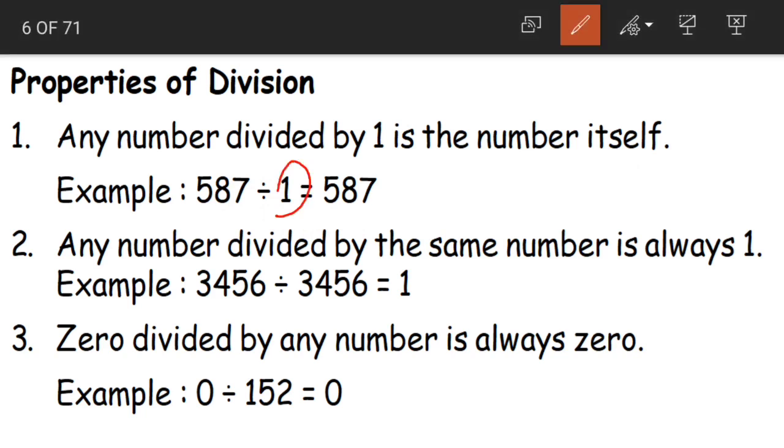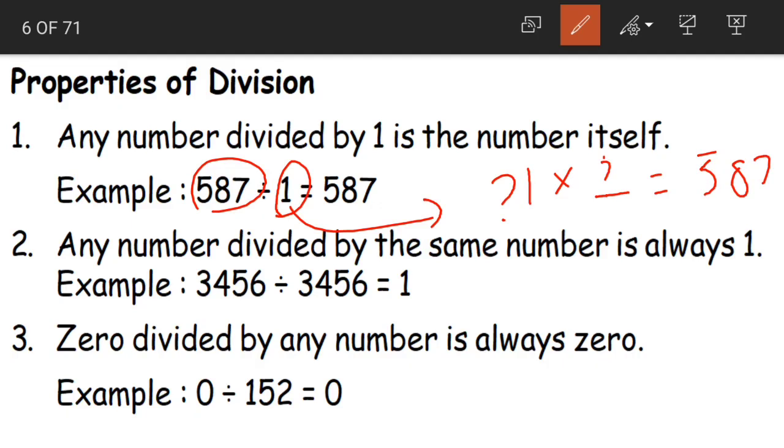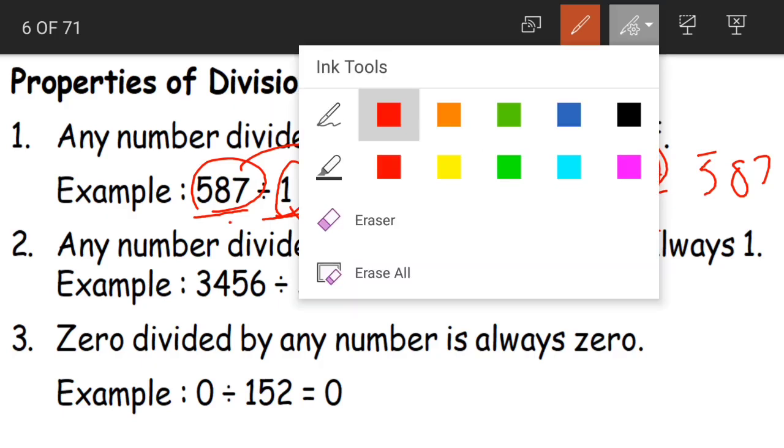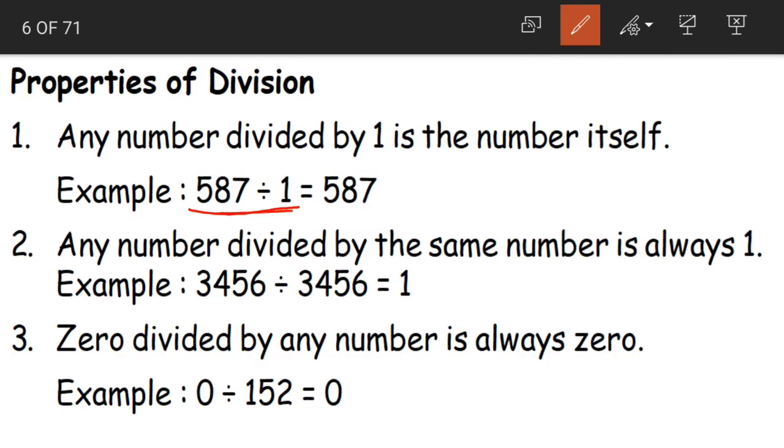See, I am dividing by 1. In the 1 table, when does 587 come? 1 into 587. So 587 becomes my quotient. So 587 divided by 1 is equal to the number itself, 587.